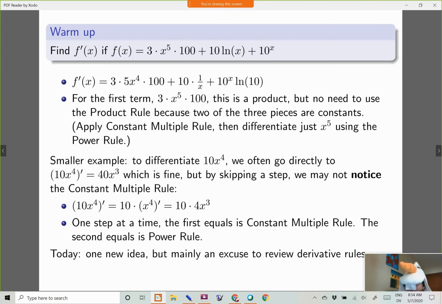Today, in fact, we have really one new idea, but it is today's really thing. It's mainly an excuse to review some derivative rules.